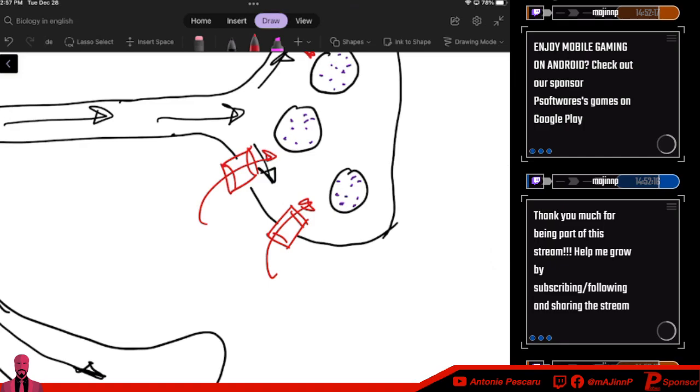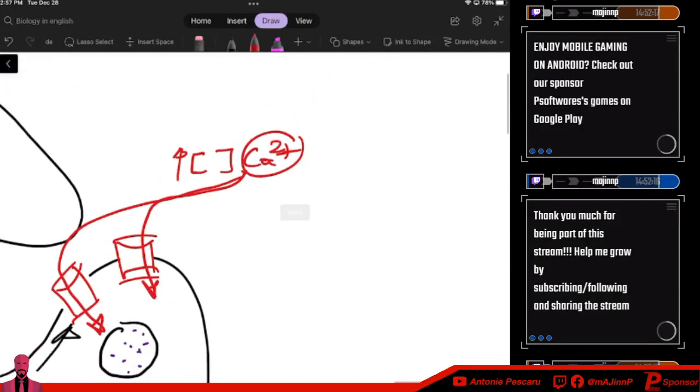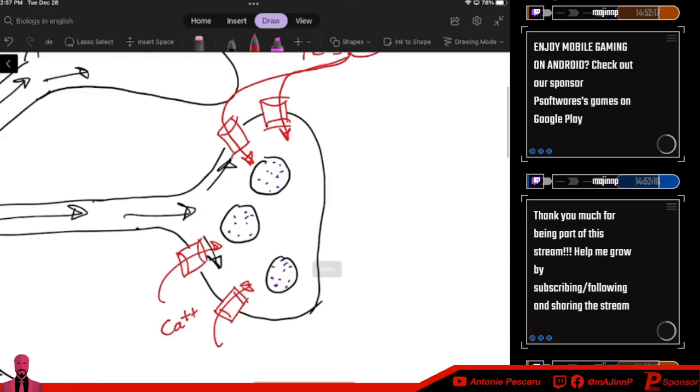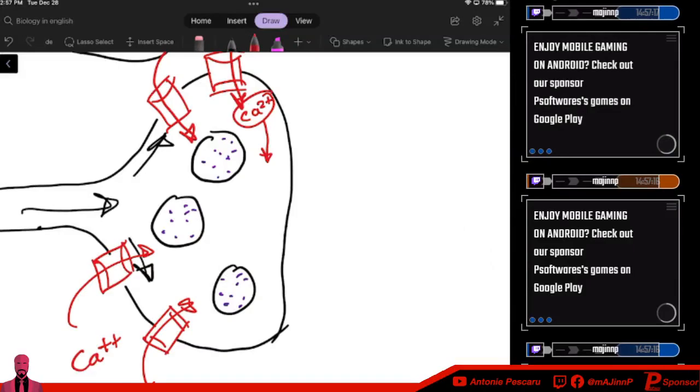And the calcium is actually... I forgot to do a plus. There we go. And that's your calcium. What's going to happen is that this guy is going to head in between the vesicle and the cell membrane. It's going to head in between here.